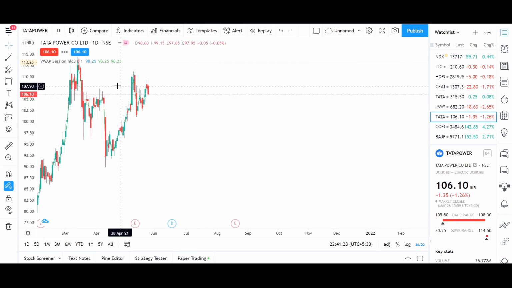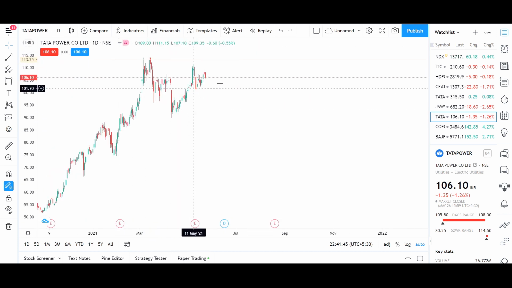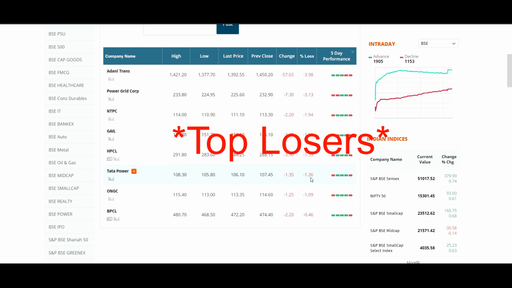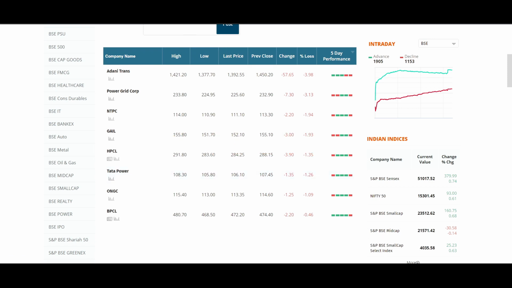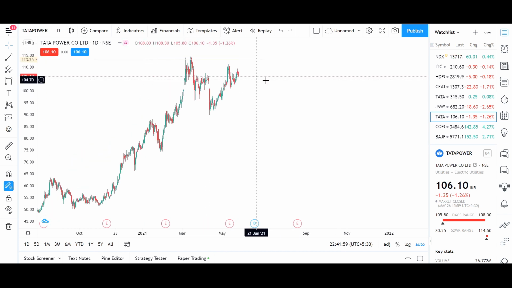Let me get rid of the VWAP. So as I can see here on the daily time frame, it is forming a bearish pattern, and this bearish trend may continue tomorrow. And the next support is here. So this is why I chose Tata Power as another stock to put in my watch list right here. Yeah, loaded. It was in the top losers, lost around 1.26% today, and I could see a pattern forming in this stock right here. So this is how and why I chose these four stocks.